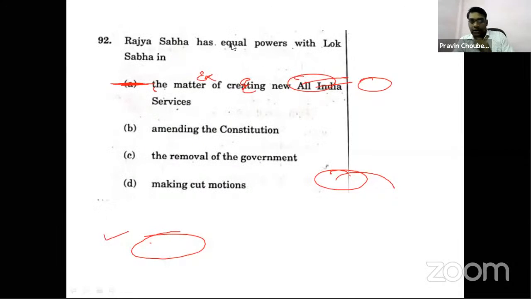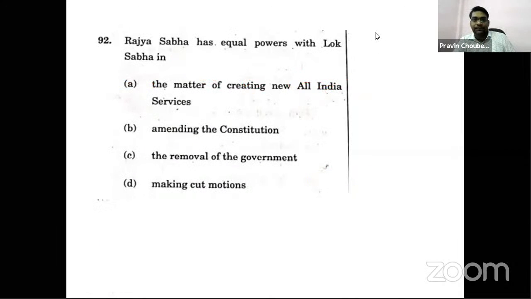Now the next question in polity. They are asking: Rajya Sabha has equal power with the Lok Sabha in, so a comparison between the power of Lok Sabha and Rajya Sabha. You know, Lok Sabha is more dominant. In case of a money bill, only the Lok Sabha has the power, and whether a bill is a money bill or not is the power of the Speaker, and the Lok Sabha has the power to pass a money bill. So equal power means both have the same power.